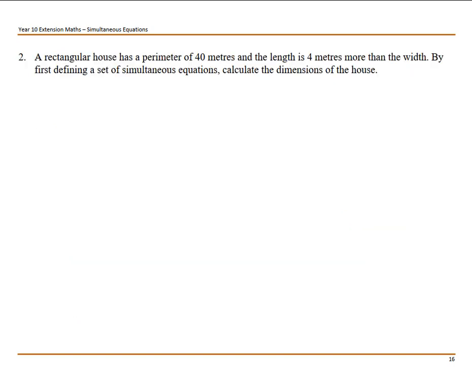Next one, a rectangular house has a perimeter of 40 meters and the length is 4 meters more than the width. By first defining a set of simultaneous equations, calculate the dimensions of the house. Whenever I think about a question like this, I like to have a drawing. So length and width, and length is going to be W plus 4.